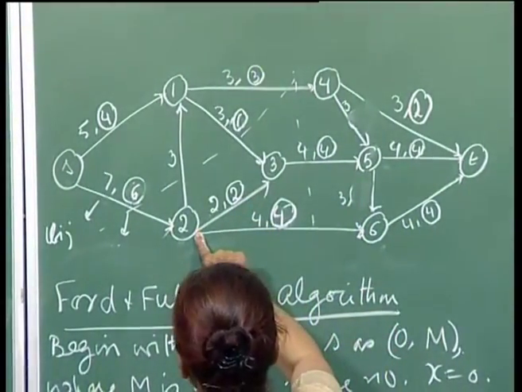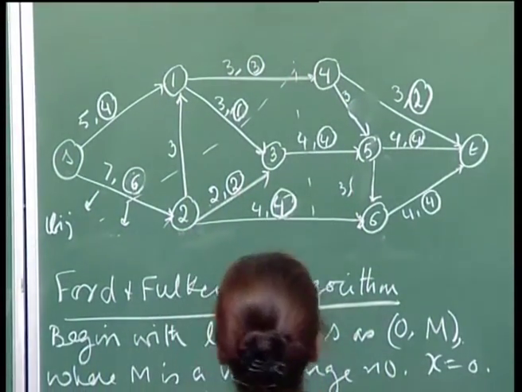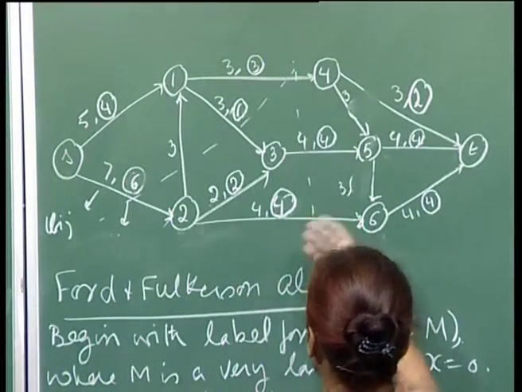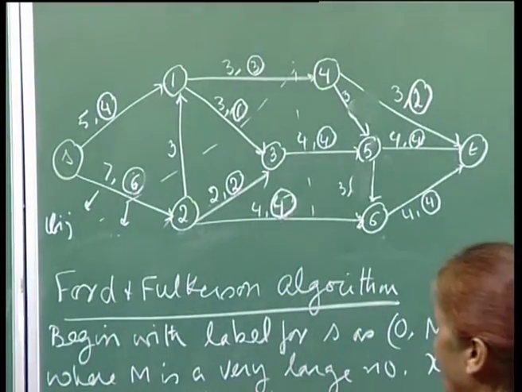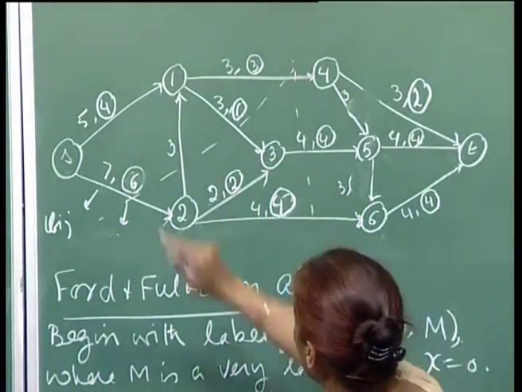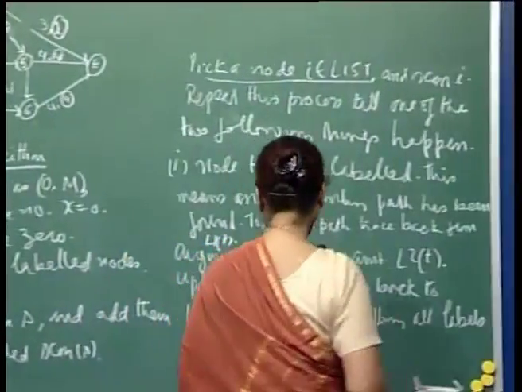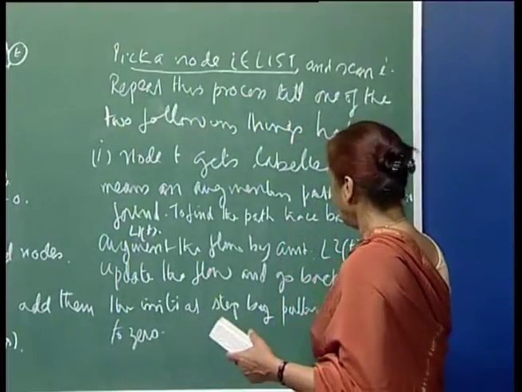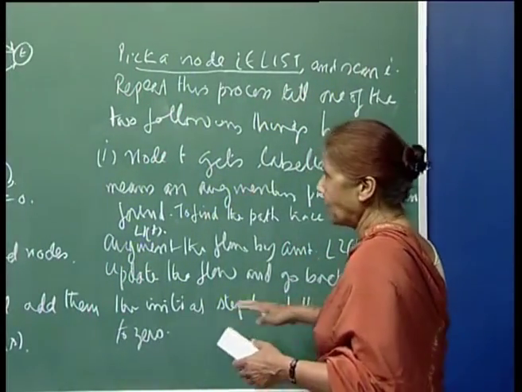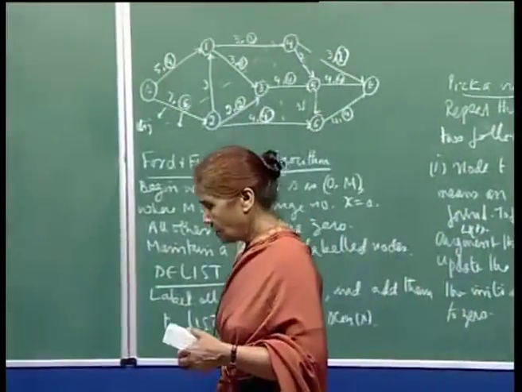See, node 2 is already labeled, so I could go from here to here, but cannot do it, and in any case this is also saturated, right. So this is what you have, 8 and 2, 10 units of flow, fine. So this was an example to show you how you will find an augmenting path and then augment the flow, and you go on augmenting.